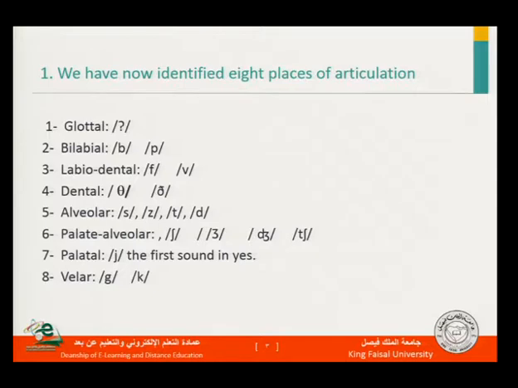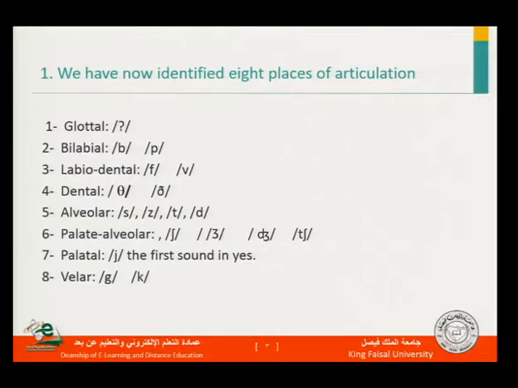Depending on this parameter, sounds could be bilabial, alveolar, palatal, and so on and so forth. Today I will start with what we call manner of articulation. But just to remind you of some of the places of articulation I mentioned last time, we can talk about glottal sounds such as the h. We can talk about bilabial sounds coming out of the two lips, the b and the p. We can talk about labiodental sounds such as the f and the v. And we can talk about dental sounds such as the th.